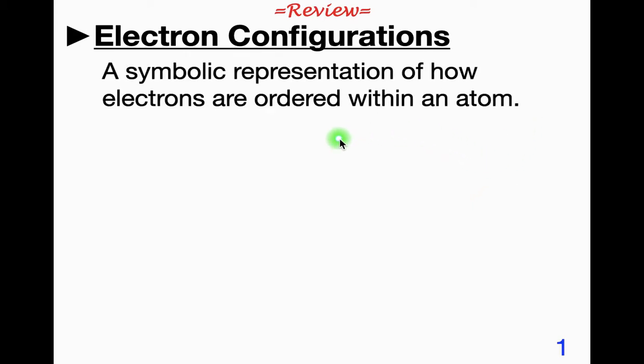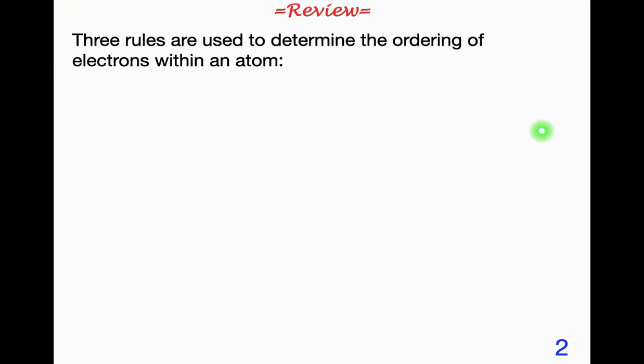Electron configurations, a symbolic representation of how electrons are ordered within an atom. I can't tell you enough how important electron configurations are to our understanding of the chemical properties of the elements. Three rules are used to determine the ordering of electrons within an atom.